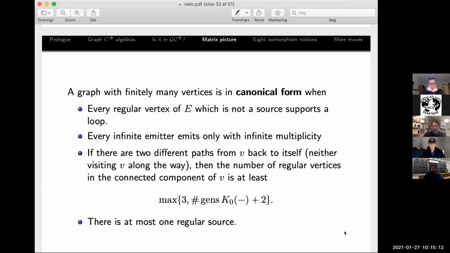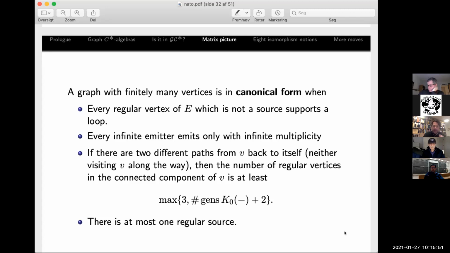Then the next one looks a little bit strange. Suppose that I have a vertex that has two paths back to itself. This is somehow the generic case. So I can start in my vertex, and there's a way of leaving it and coming back to it without visiting it again. And actually there's two different ways of doing this. Then this is more or less the same as saying that the underlying spectrum is not countable. That's essentially what I'm asking here.